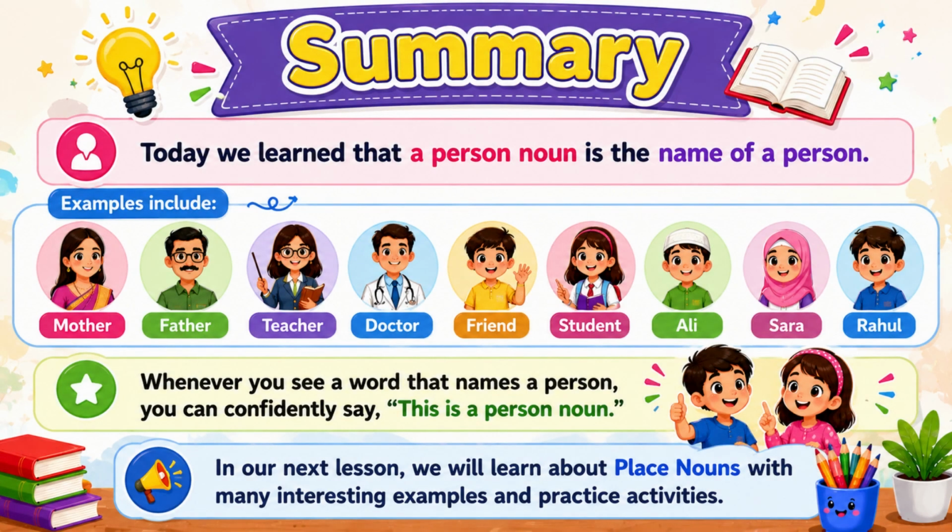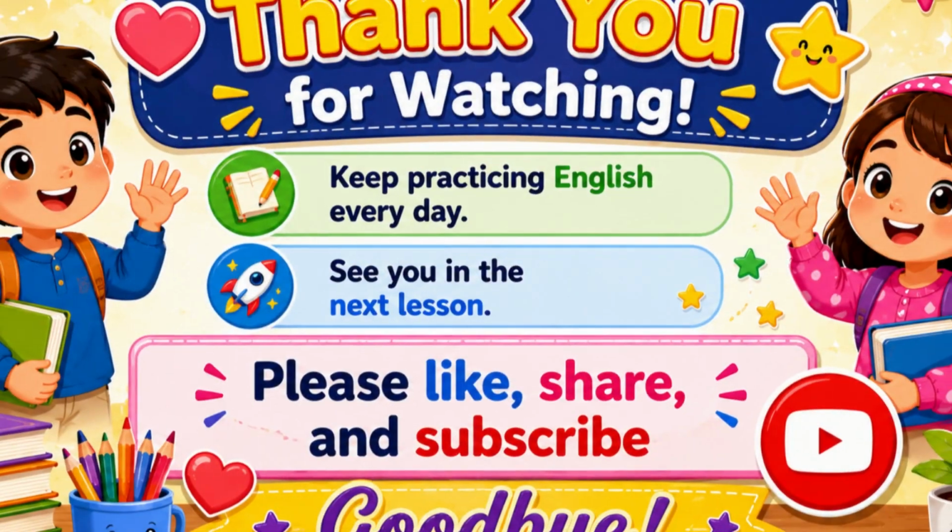Summary. Today we learned that a person noun is the name of a person. Examples include mother, father, teacher, doctor, friend, student, Ali, Sarah, Rahul. Whenever you see a word that names a person, you can confidently say this is a person noun. In our next lesson, we will learn about place nouns with many interesting examples and practice activities.